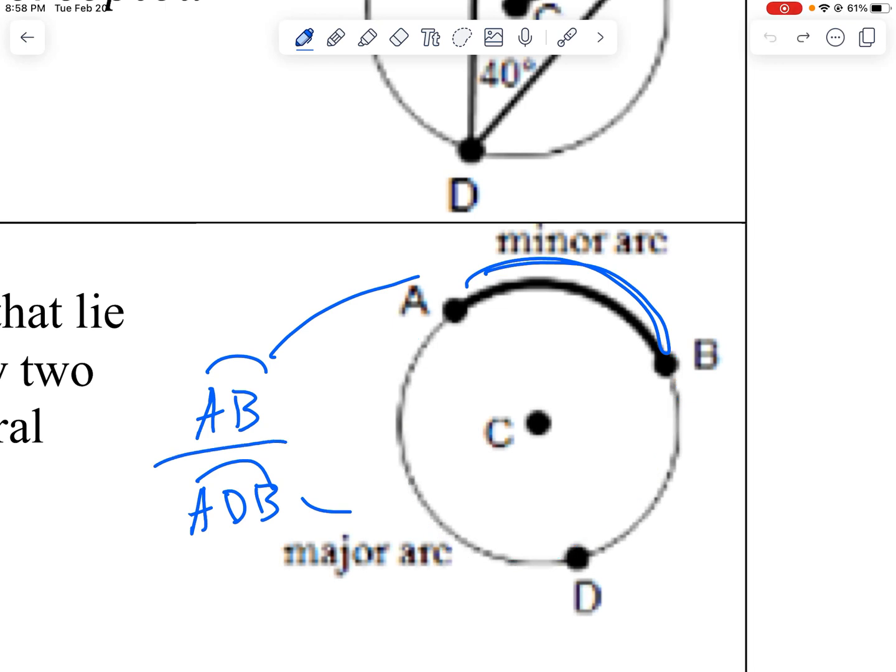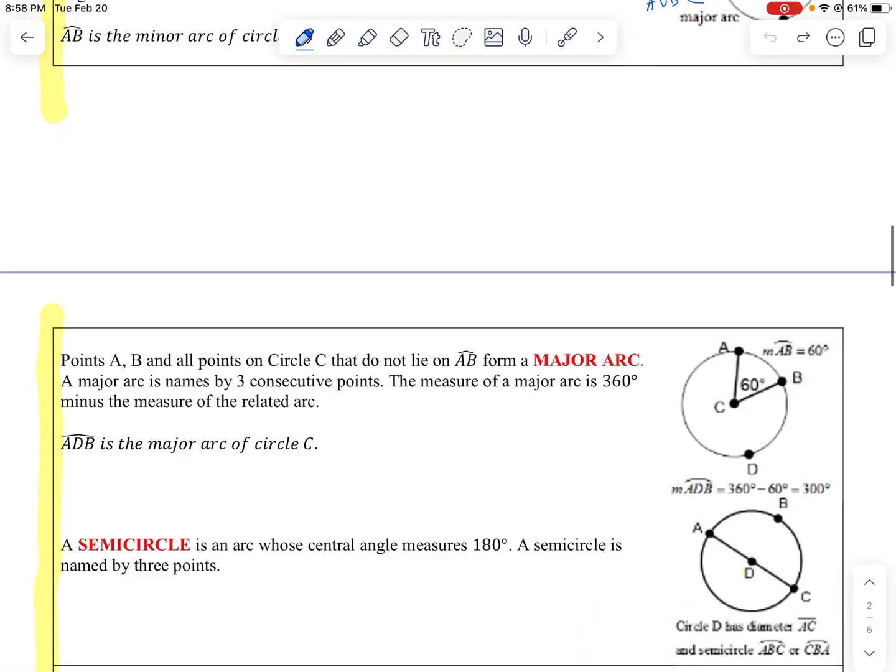When you name a major arc, you do have to use 3 letters, because if we just do AB, that always means the shortest one. If you want to go the other way, you have to name another point that you go through between A and B. So you have to do ADB to name the major arc.